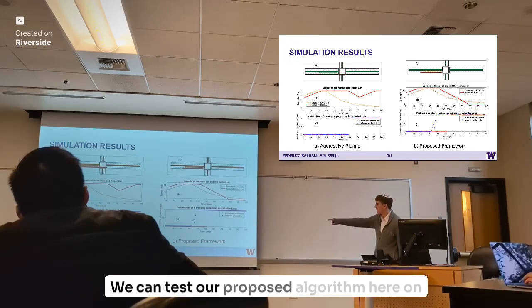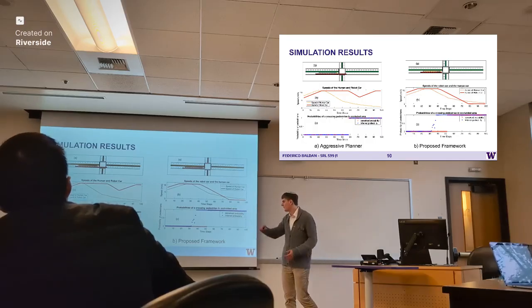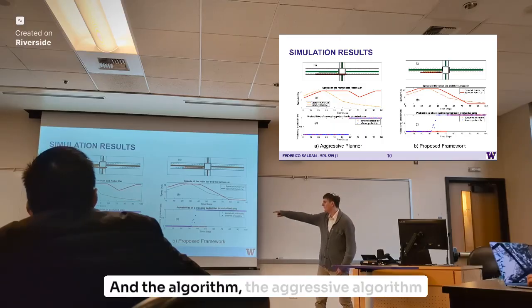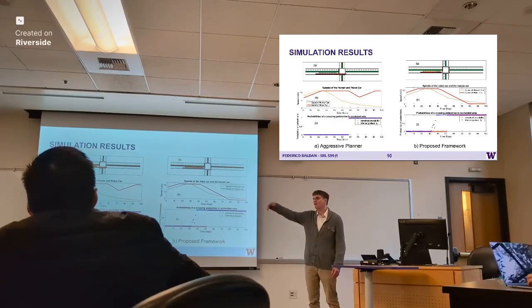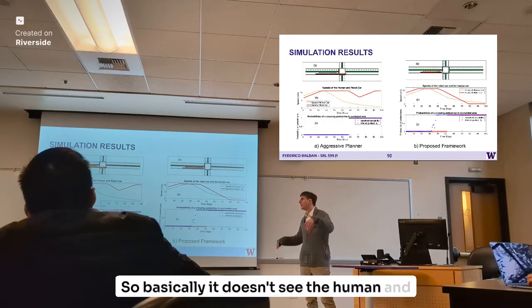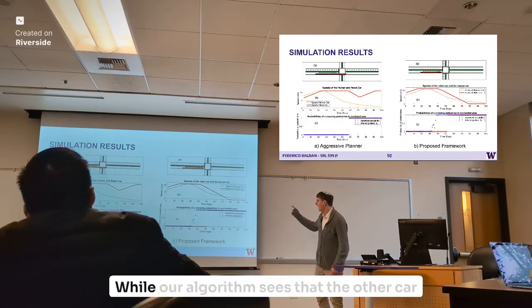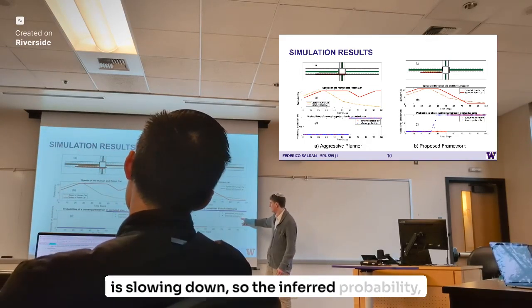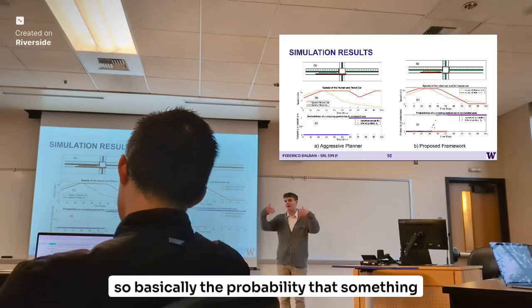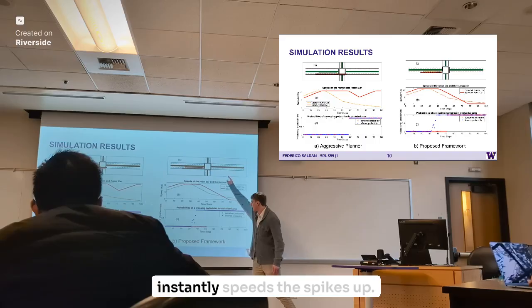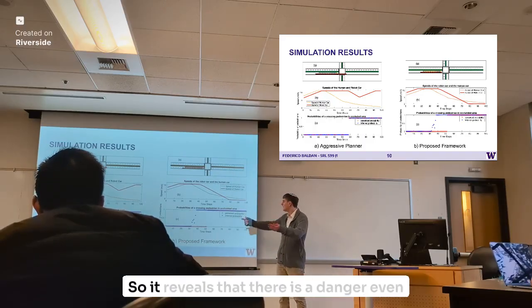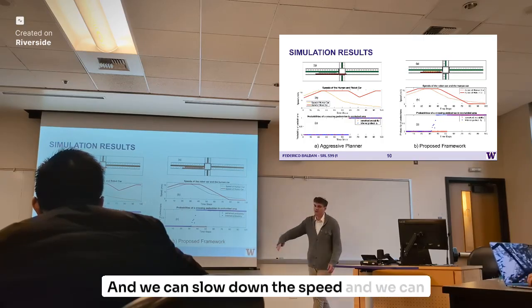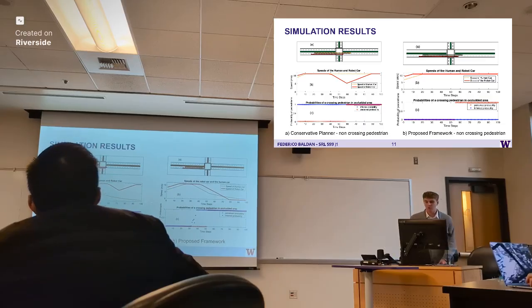We can test our proposed algorithm here on the right, while on the left there is an aggressive planner, a standard algorithm which acts very aggressively. The aggressive algorithm doesn't care about the behavior of the other human, so basically it doesn't see the human, and there is a chance that it will crash. While our algorithm sees that the other car is slowing down, so the inferred probability, the probability that something might happen even if we don't see it, instantly spikes up. So it reveals that there is a danger even before our sensors are able to capture it. And we can slow down and avoid the crash with the human in our way.